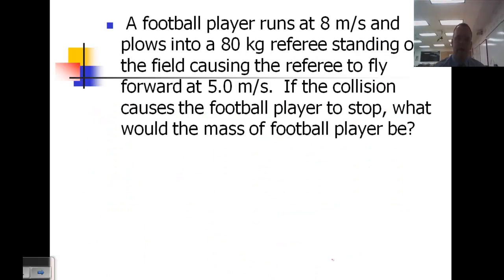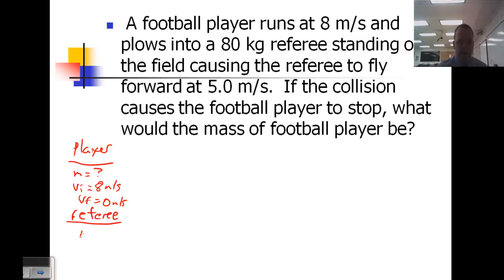Okay, another problem. A football player runs at 8 meters per second and plows into an 80-kilogram referee standing on the field, causing the referee to fly forward at 5 meters per second. If the collision causes the football player to stop, what must be the mass of the football player? So we have the player and we have the referee. For the player, we don't know its mass. We know its initial velocity is 8 meters per second. Its final velocity is 0 meters per second. The referee has a mass of 80 kilograms, an initial velocity of 0. He goes flying forward at 5 meters per second.